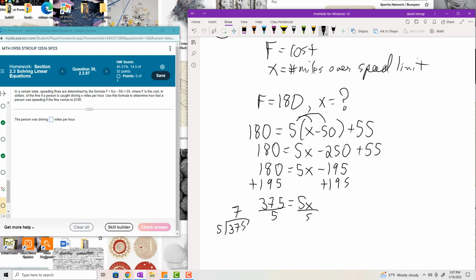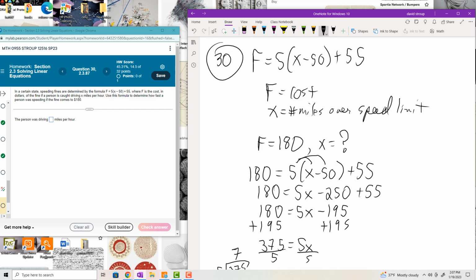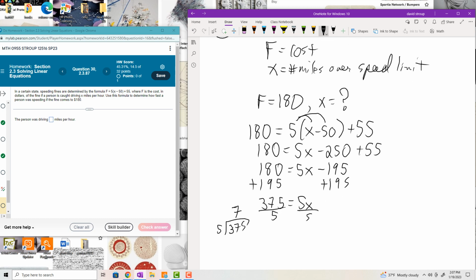No, this is not making sense, right? I must have done something improper here. Let me just sit here for a second and try to figure out what I did. Did I copy the problem correctly? Yes. The person was fined $180. Oh. So, I don't know, maybe it's correct. Okay, 35, 25 is 5. So apparently 75 equals x. It's the number of miles over 50, really?